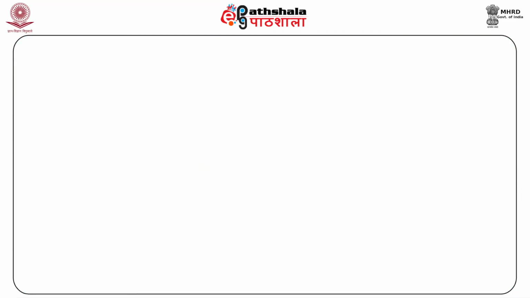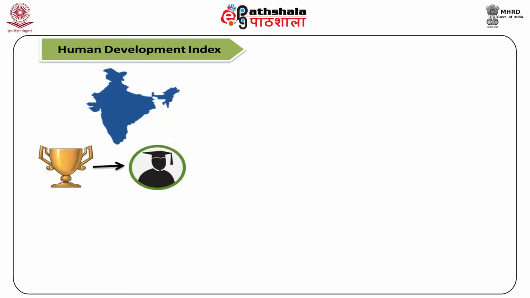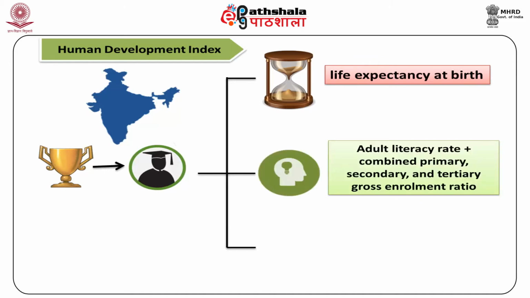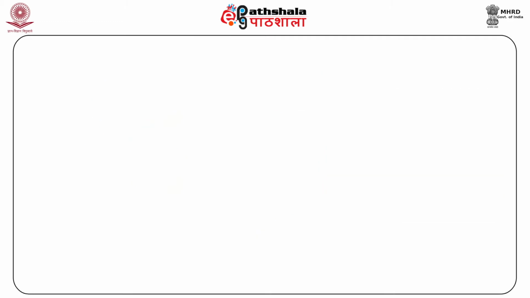Let's learn the concept of the Human Development Index. HDI is a summary composite index that measures a country's average achievements in three basic aspects of human development: longevity, knowledge, and a decent standard of living. Longevity is measured by life expectancy at birth. Knowledge is measured by a combination of the adult literacy rate and the combined primary, secondary, and tertiary gross enrollment ratio, and standard of living by GDP per capita. Now let's look at the methodology used to calculate the Human Development Index.